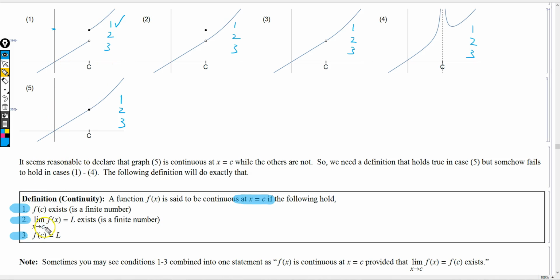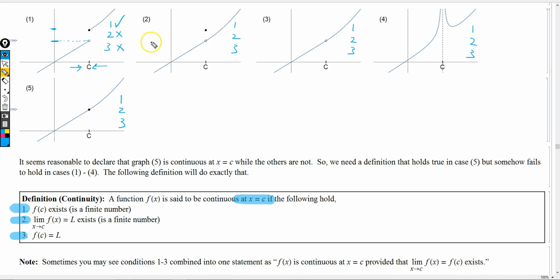Number 2, the limit as x approaches c of f of x, that does not exist, right? Because the right and left-hand limits would be different numbers. You see, as you approach c from the left, f of x is approaching that number on the y-axis, and as you approach c from the right, you are approaching this number on the y-axis. So f of x is not approaching a single number, so the limit does not exist. And if the limit doesn't exist, number 3 can't be satisfied either.